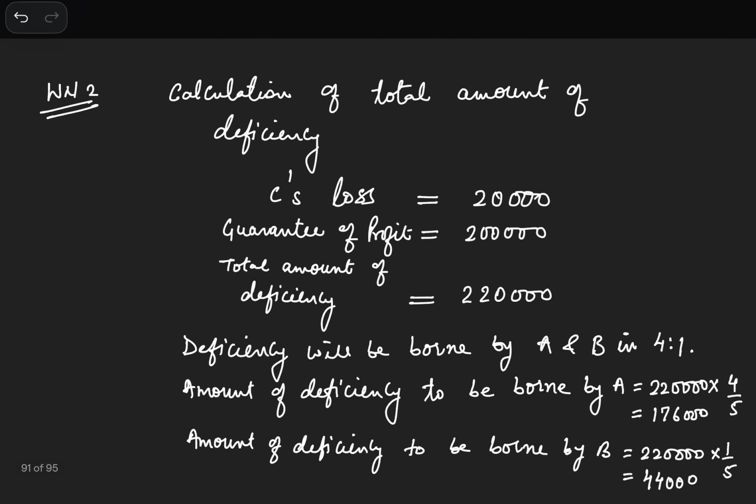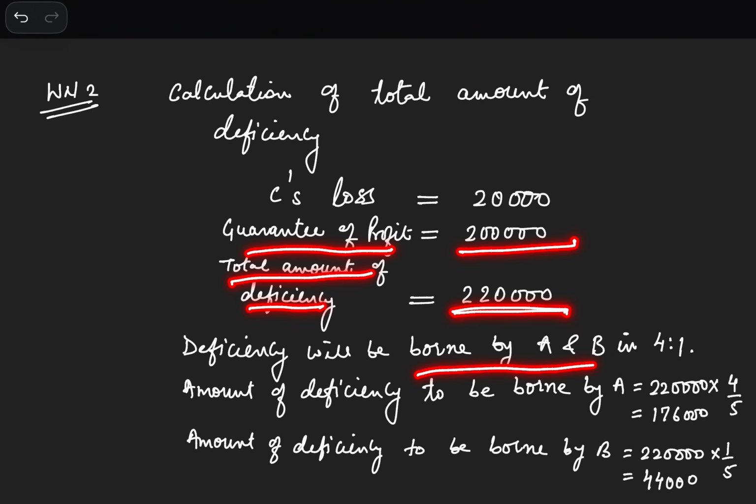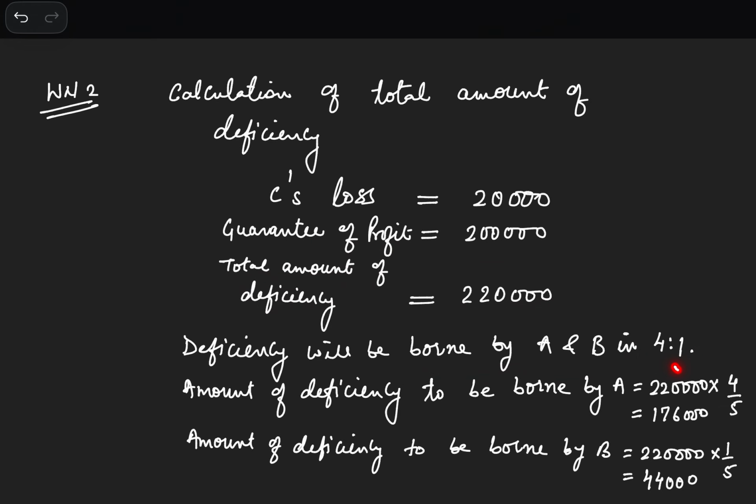Then we'll find out the total amount of deficiency. So here C's loss was 20,000 as per the previous step. Then the guarantee of profit given to C was rupees 2 lakh. So the total amount of deficiency comes out to be 2,20,000. This 2,20,000 deficiency is to be borne by partners A and B in 4:1 ratio. This 4:1 ratio is given in the question.